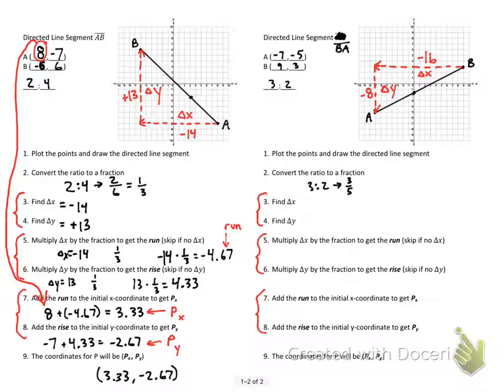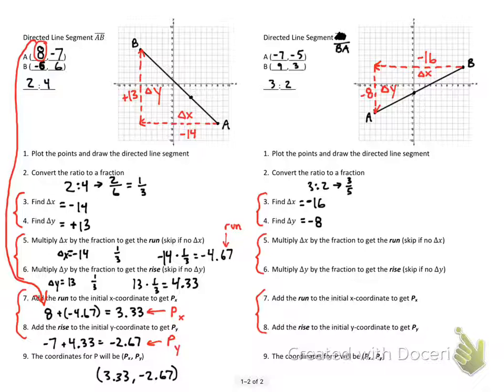How did you get the fraction 3/5? That's where you convert the 3 to 2 ratio. 3 plus 2. That's what we did yesterday, so if you need to, watch that video. Okay, let me just write those down. We got negative 16 and negative 8.